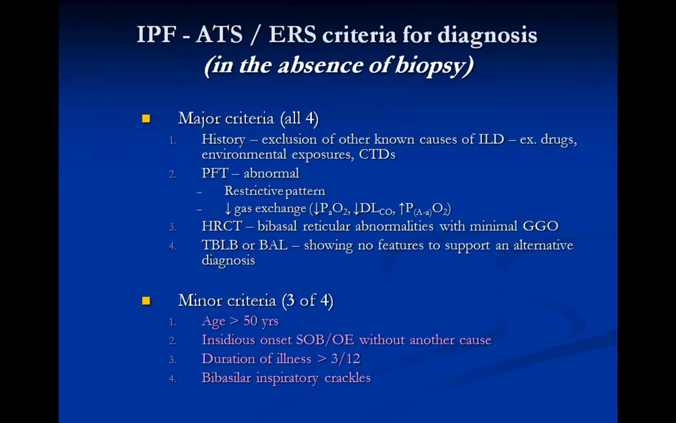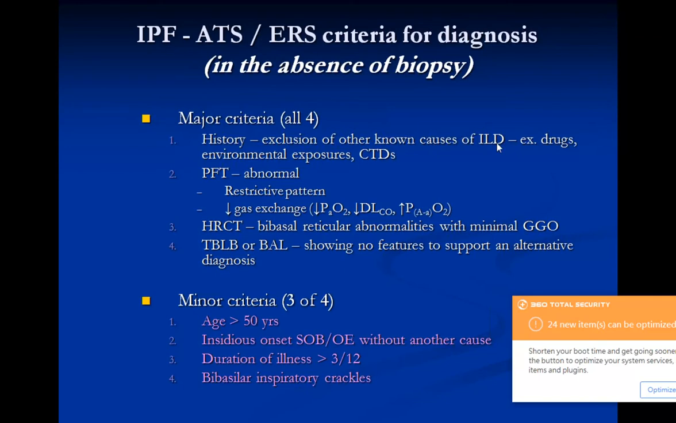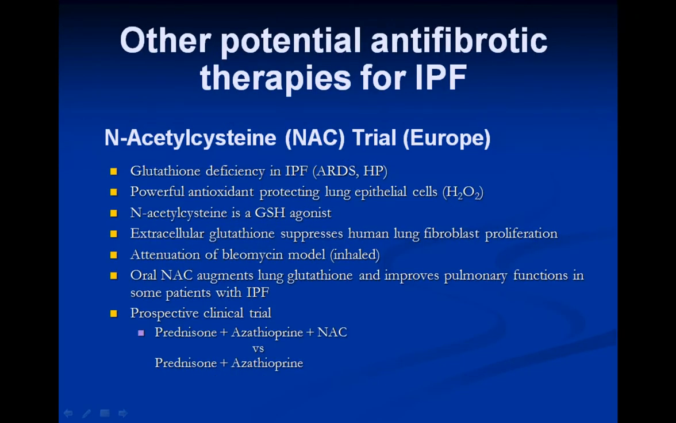We also have to look into the minor criteria: duration of illness, bibasilar Velcro-type crackles, gradual insidious onset and progressive breathlessness, and elderly age group, greater than 50 years. We have to look into all these minor and major criteria before labeling a case as idiopathic pulmonary fibrosis.